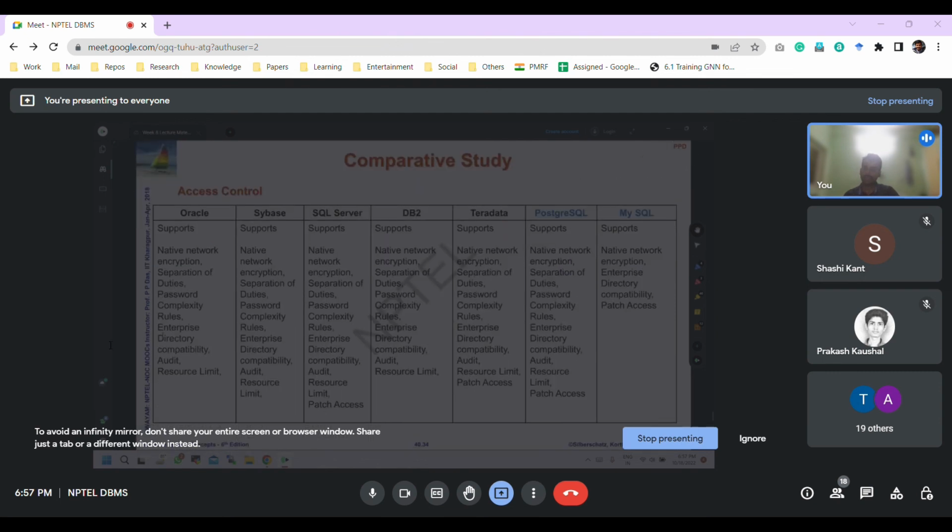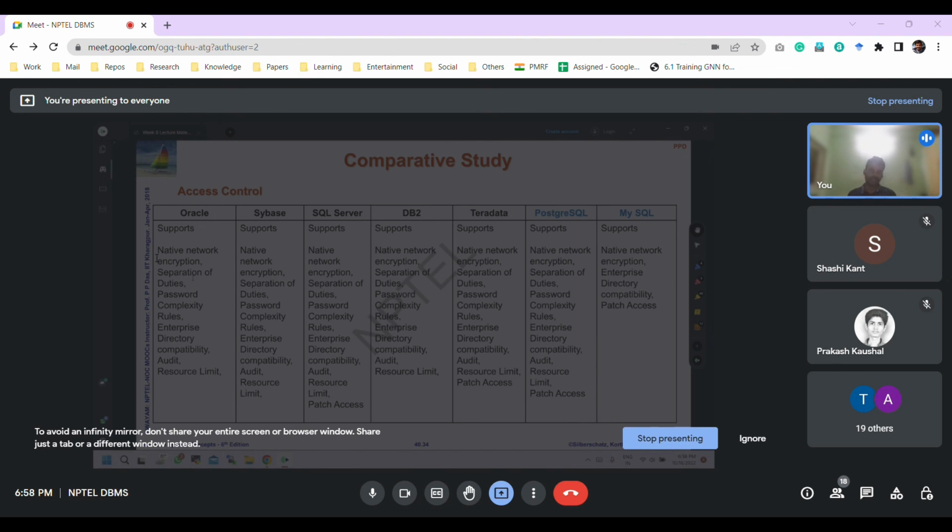For access control, based upon the security we want, we can check native network encryption, and separation of duties is there. No authorized person for certain tasks should get access to any other data. If there is a student and a faculty, the student should not get any write permission on the grade sheets. They should have view permission.